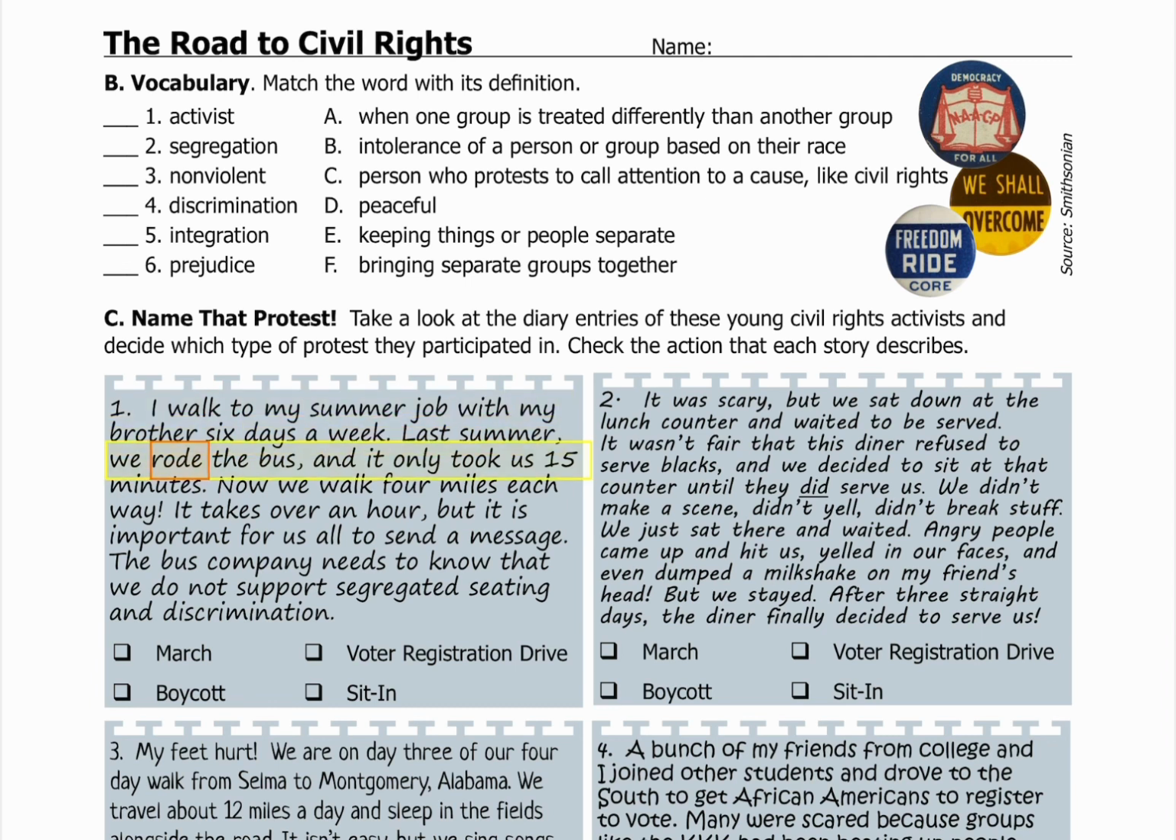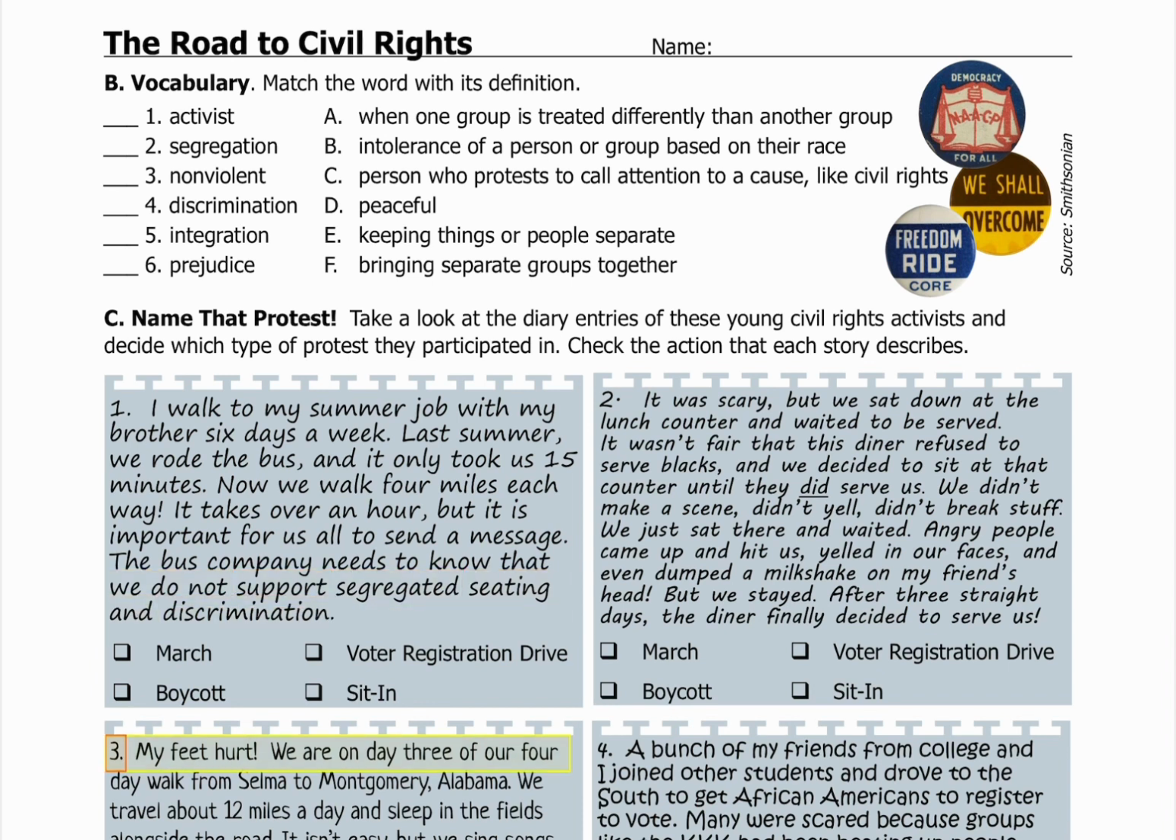5. I walk to my summer job with my brother 6 days a week. Last summer, we rode the bus, and it only took us 15 minutes. Now we walk 4 miles each way. It takes over an hour, but it is important for us all to send a message. The bus company needs to know that we do not support segregated seating and discrimination.